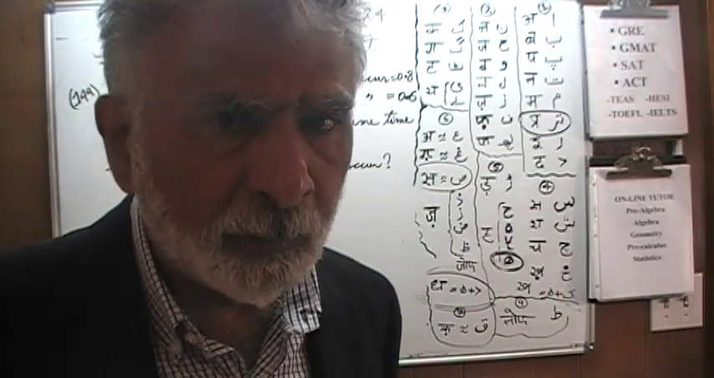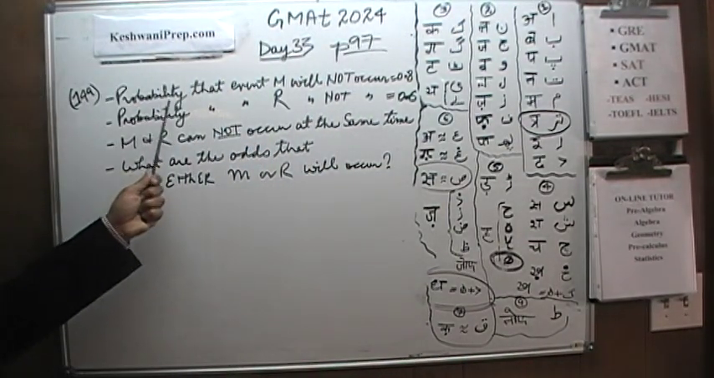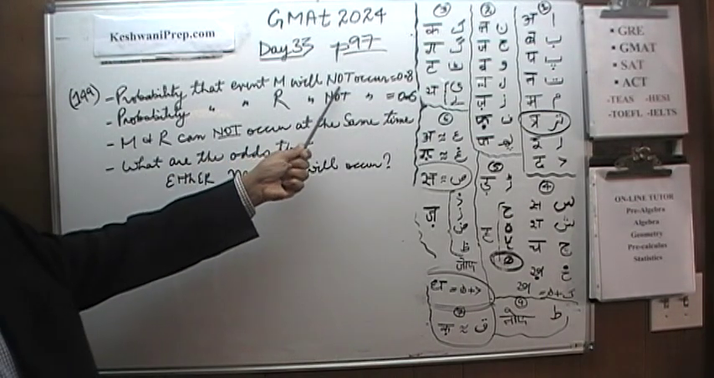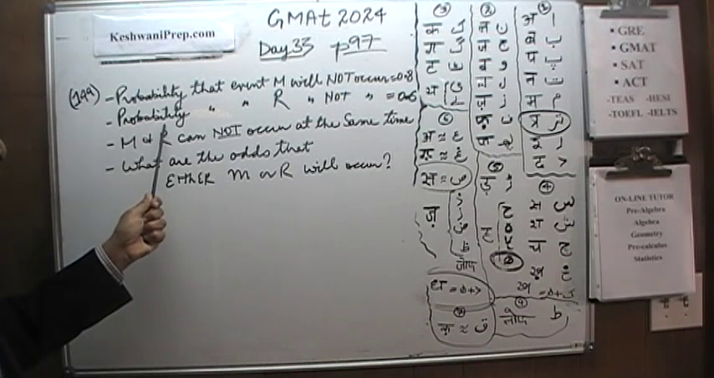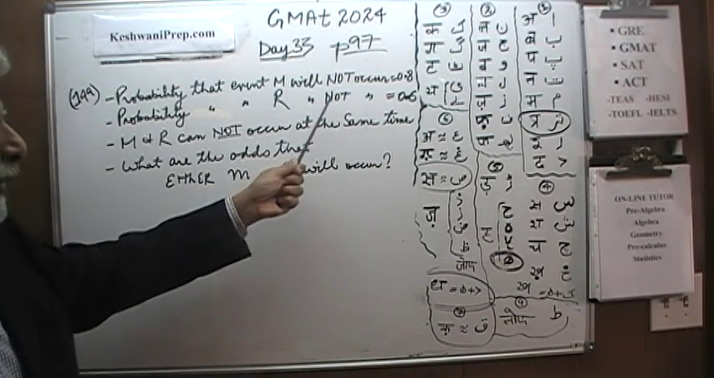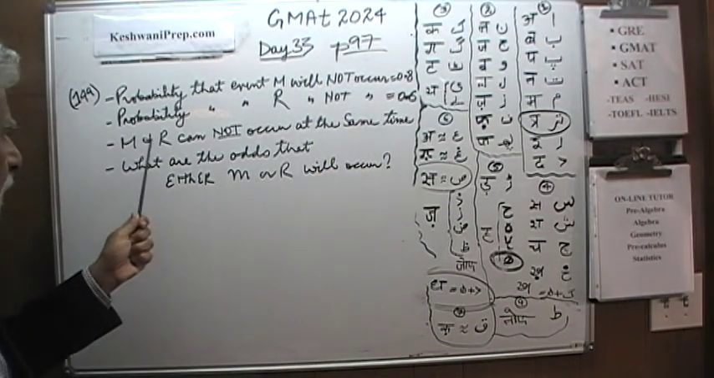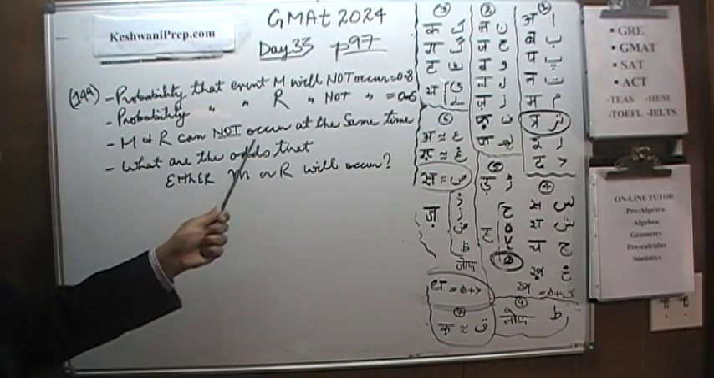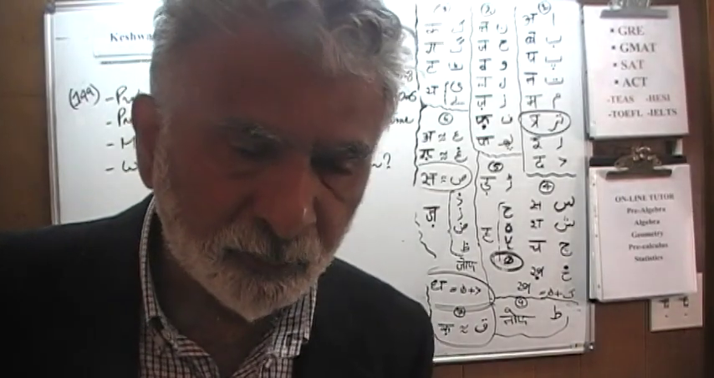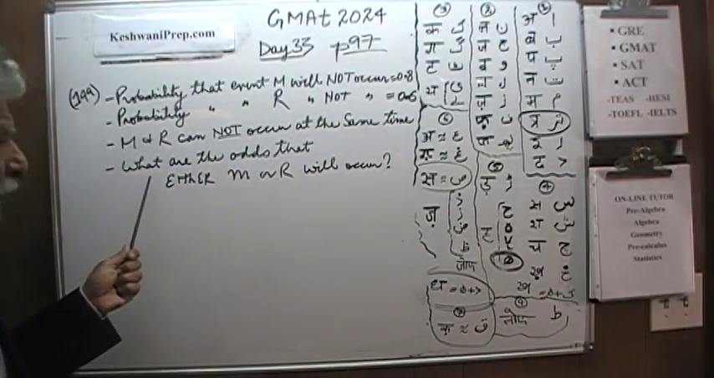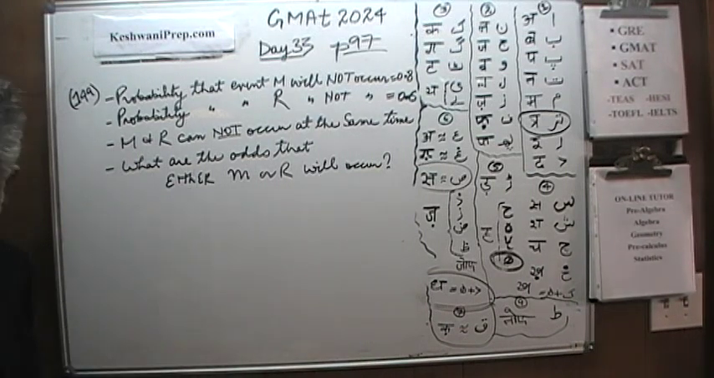It's a very straightforward, simple problem dealing with probabilities. It says that the probability that the event M will not occur is 0.8. We are further told that the probability that the event R will not occur is 0.6. We are also told that M and R cannot occur at the same time. If event M occurs, R cannot occur, and vice versa. Question simply is, what are the odds that either M or R will occur? Go ahead, do it yourself.